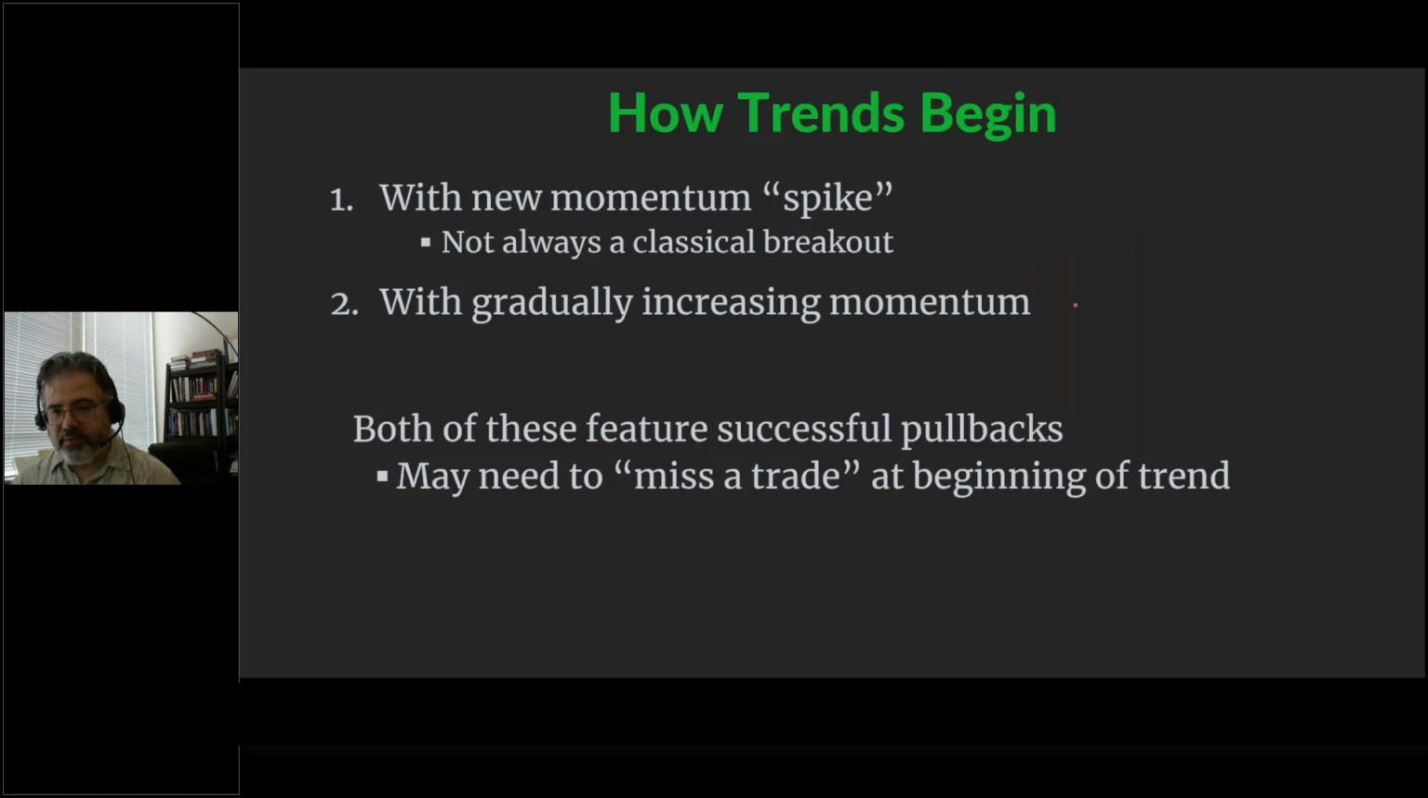Number two is you have a market that's chopping and then gradually picks up steam. Here, maybe you could, in retrospect, go back and identify a breakout, but it's just this slow ramp of a takeoff. The thing about both of these is they both feature successful pullbacks.